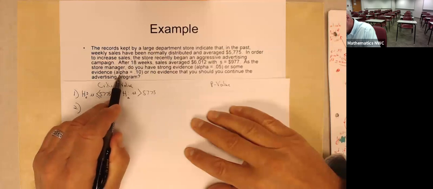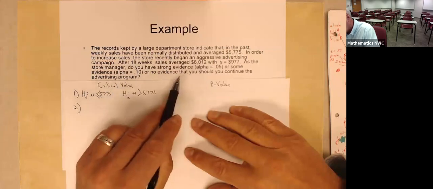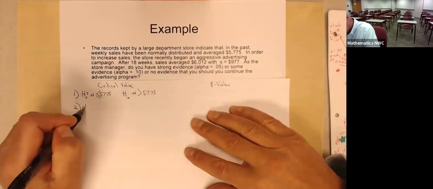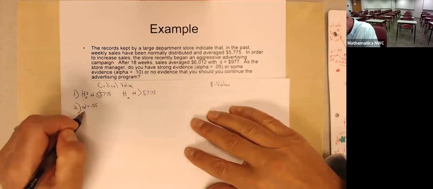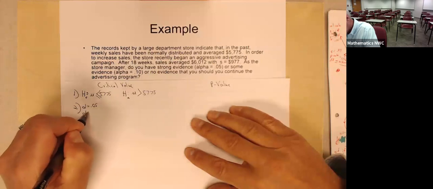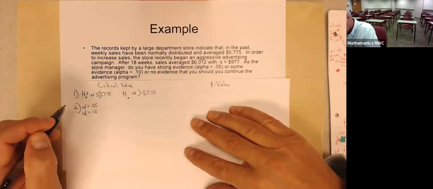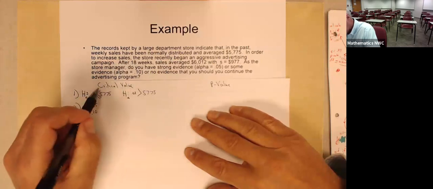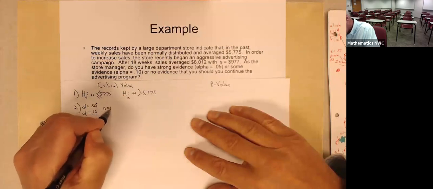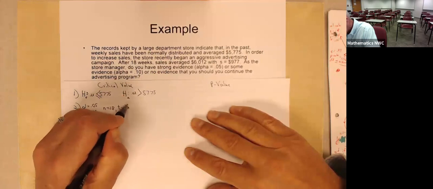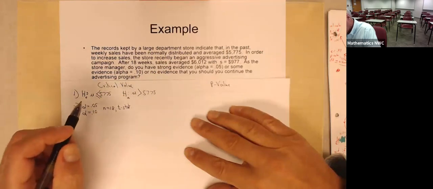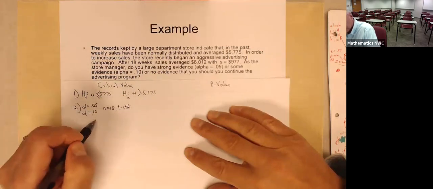Step number 2, the alpha level. They've asked us to do 2 of them. So I'm going to go with 0.05, and I'm also going to go with 0.10. We have n equal to 18, which means I need to use a t-stat. Now I need to have 2 rejection regions here.